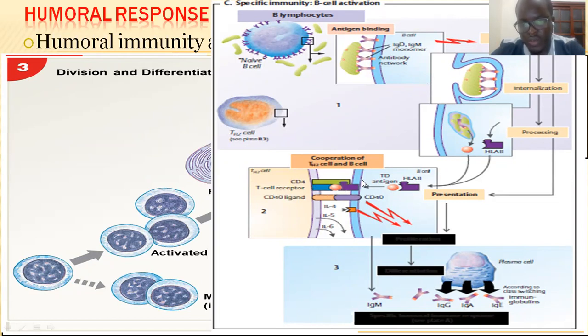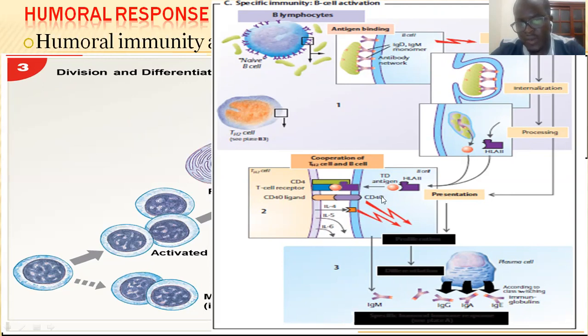There is co-stimulation or cooperation of the T helper cell and the B cells, so they'll start producing cytokines. Some of the cytokines will activate the B cells, and some of the cytokines will go and stimulate more production of white blood cells within the bone marrow. Some of them are cytokines that will attract other cells to come to this site of infection.